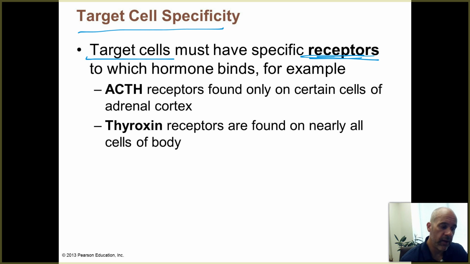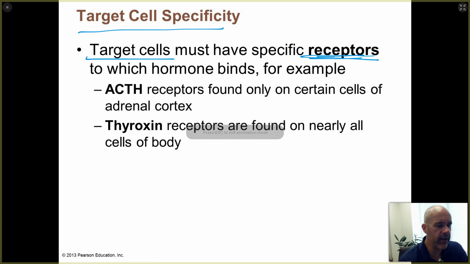For example, your pituitary gland makes a hormone called ACTH. We'll be learning more about that later. Its only target cells are in your adrenal cortex. That's a portion of your adrenal glands on the left and the right side. So that particular hormone, ACTH, has very specific targets. They're really only in one location in the body.